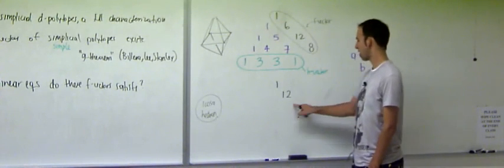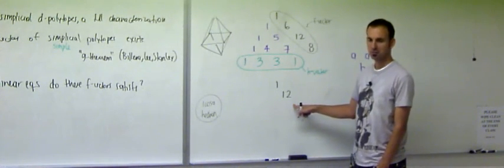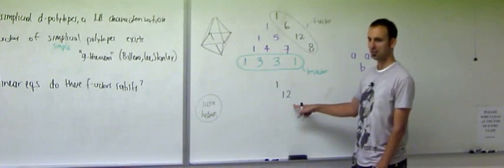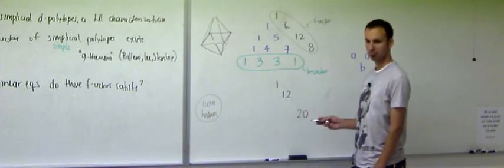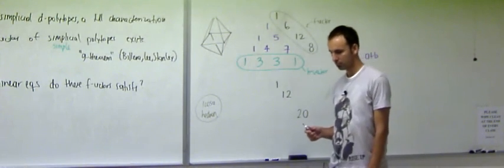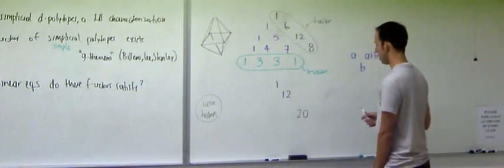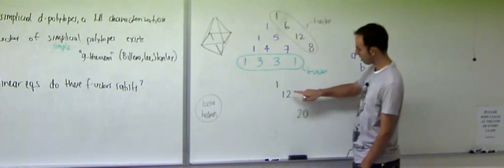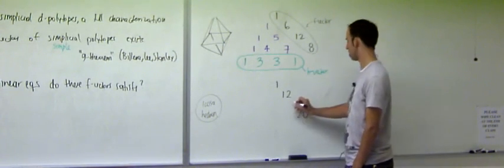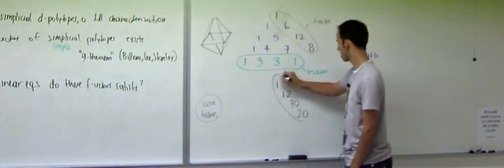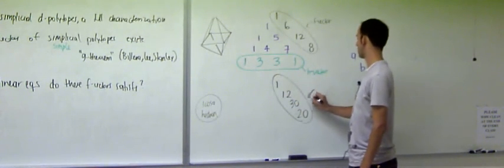And then how do we figure out how many edges there are? Because we have Euler's relation, right? So what is it? 30? Because faces minus edges plus vertices should be 2. So 30. Okay. So that's the F vector.